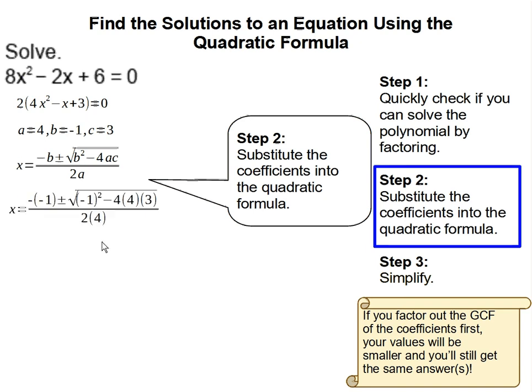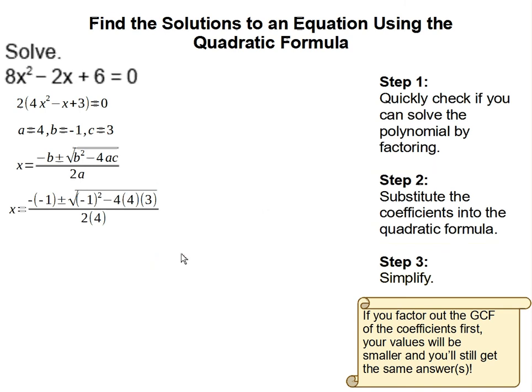And now we substitute. Right, so everywhere you see a B, I got a -1. Everywhere you see an A, I get a 4. And everywhere you see a C, I see a 3. Right, so I substituted there. Then we need to simplify.